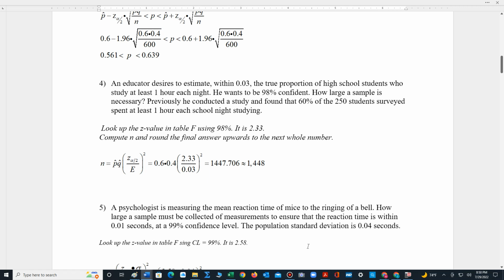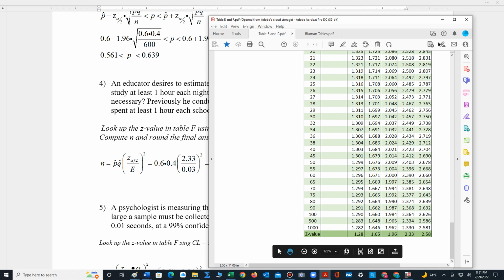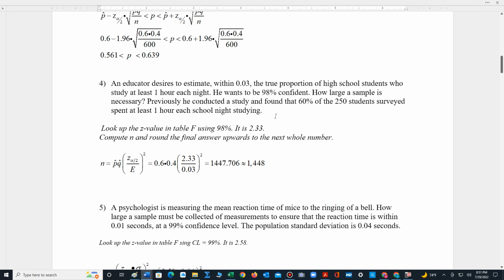Number 4, we're estimating the sample size for proportions. In this case, we're actually given p-hat, it's 0.6. So if p-hat is 0.6, 1 minus p-hat is 0.4. We have to find our z-value. So once again, we use our table. Let's just look through it one more time. So for 98%, we go all the way down to the z-value, 2.33. And then the error is 0.03. So that goes in there. We perform the computation. We get 1,447.706. Always round up to 1,448.